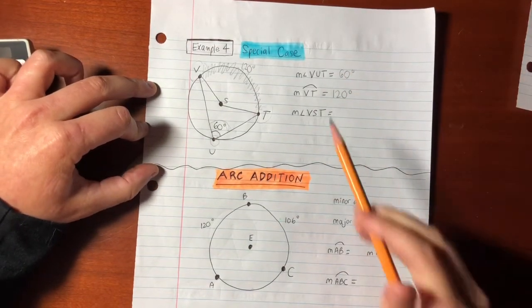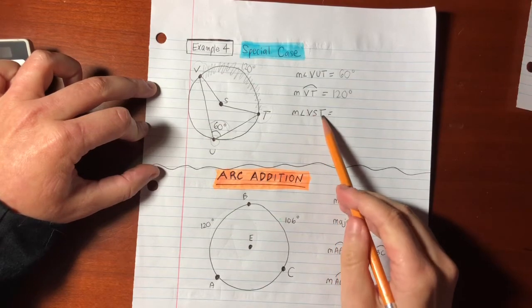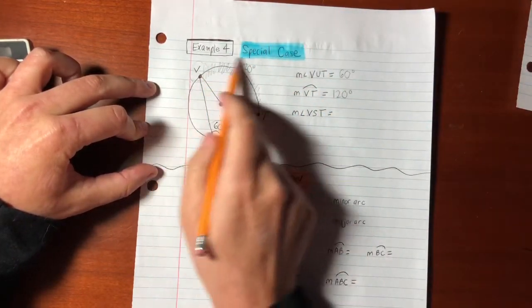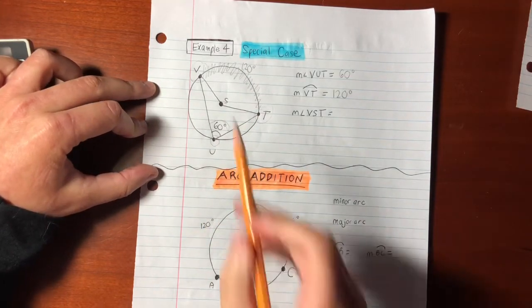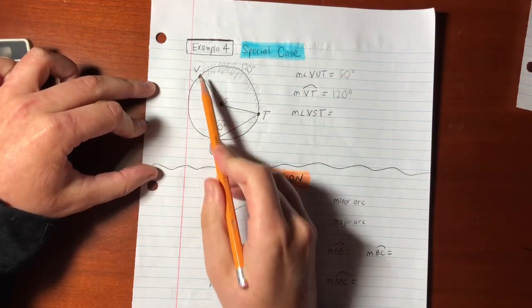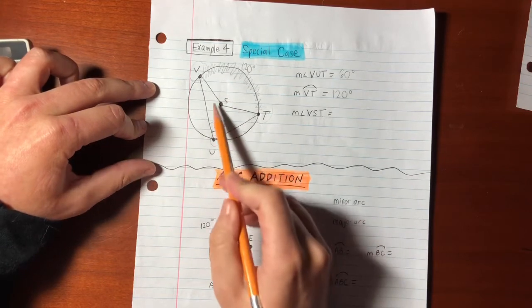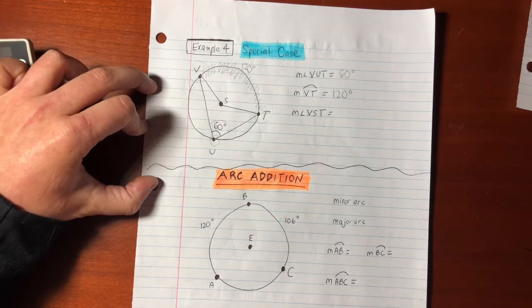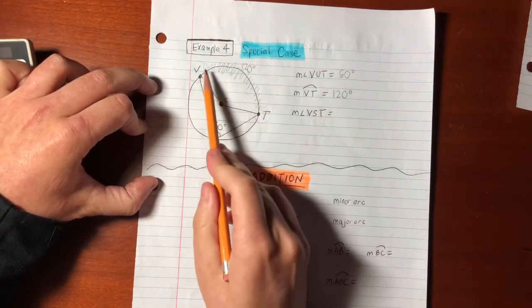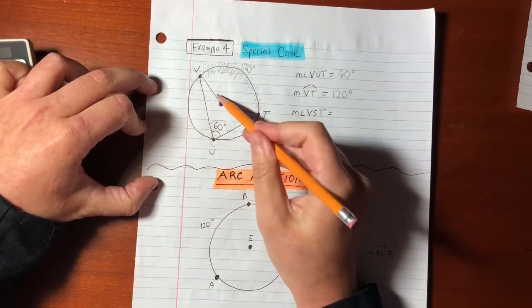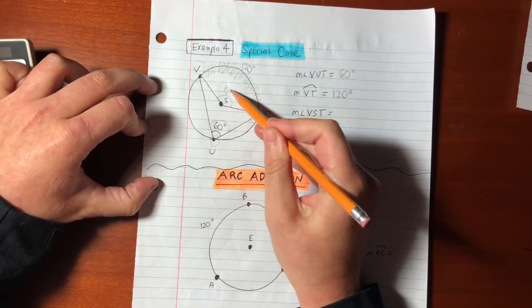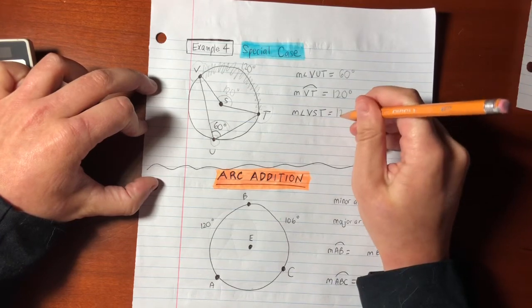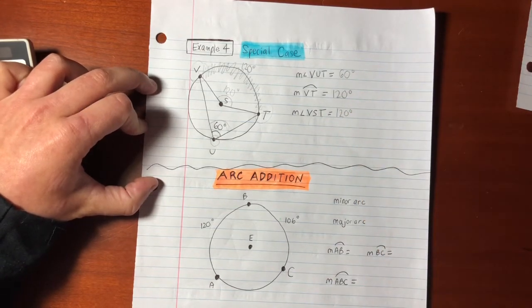And then your last question, what's the measurement of angle VST? So VST intercepts that exact same arc of 120. But the vertex of the angle, from point V to point S to point T, that vertex, point S, is the center of the circle, meaning it's a central angle. And we know with central angles, whatever the arc that it's intercepting, that angle is going to be the exact same measure. So the measurement of angle VST is also 120 degrees, okay?